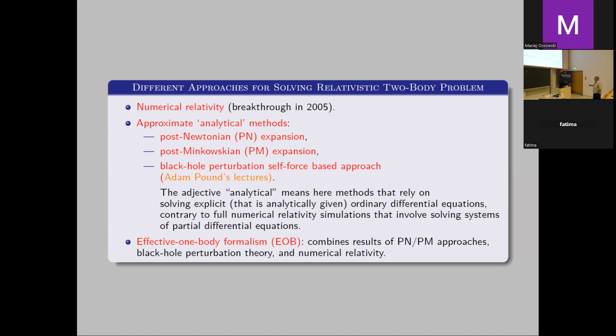And still we have the effective one-body formalism, which is something different. It is not an ab initio method. It combines just the results of different approaches, in fact all approaches, in some consistent way.